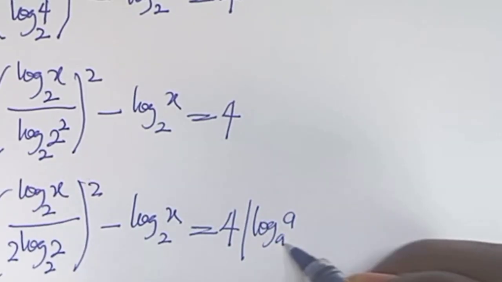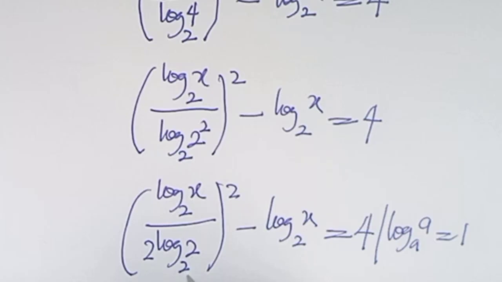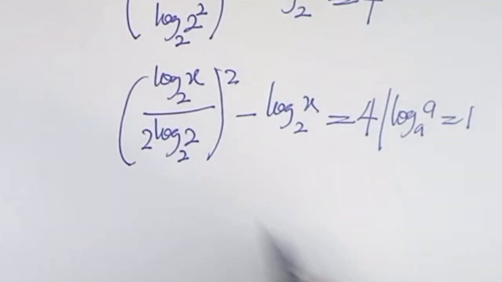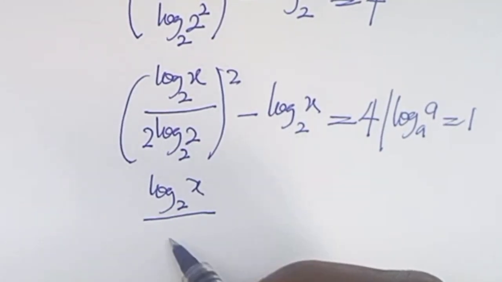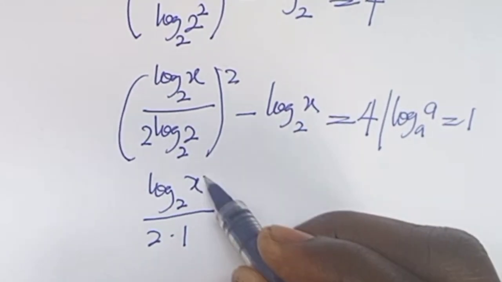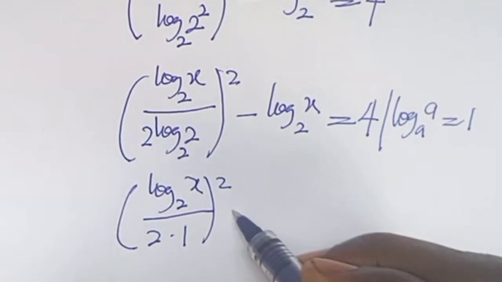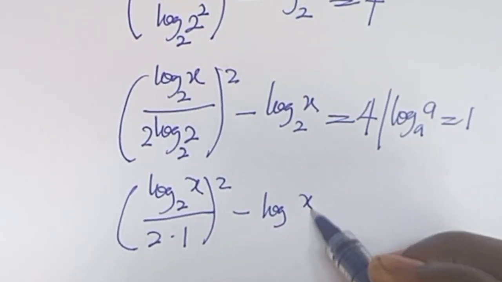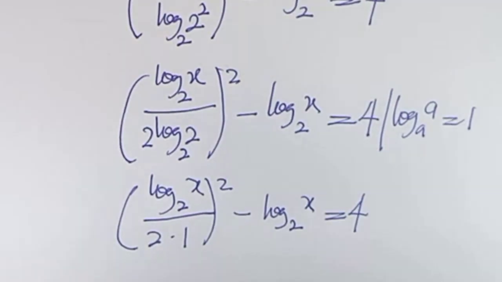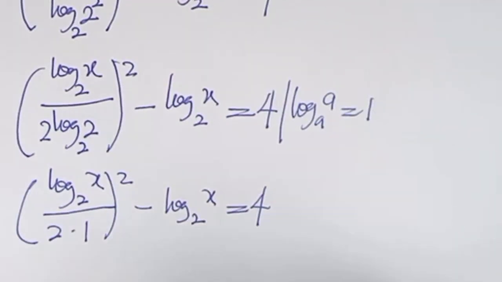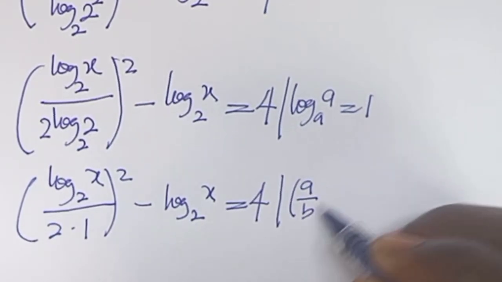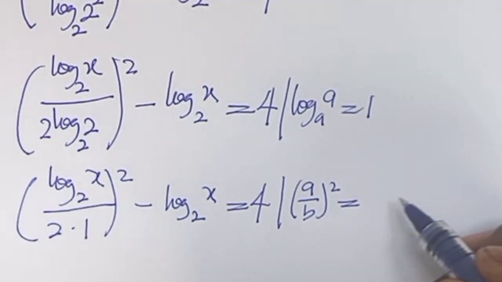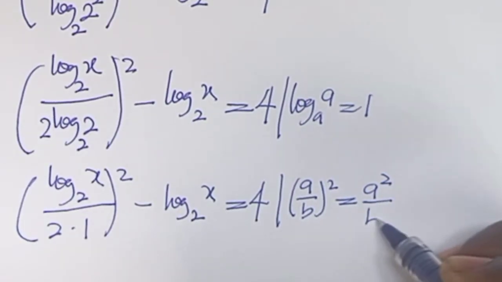From log a base a equals 1, we can say that log 2 base 2 will be equal to 1. So the next line will become (log x base 2 over 2 times 1) to the power of 2 minus log x base 2 is equal to 4. Again, when it's given as (a over b) to the power of 2, it can be represented as a to the power of 2 over b to the power of 2.